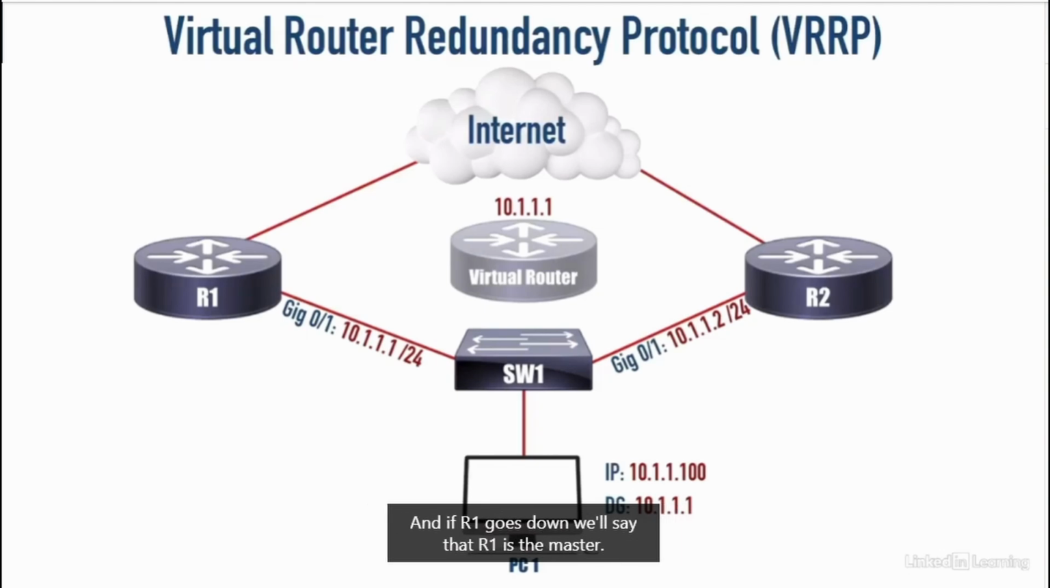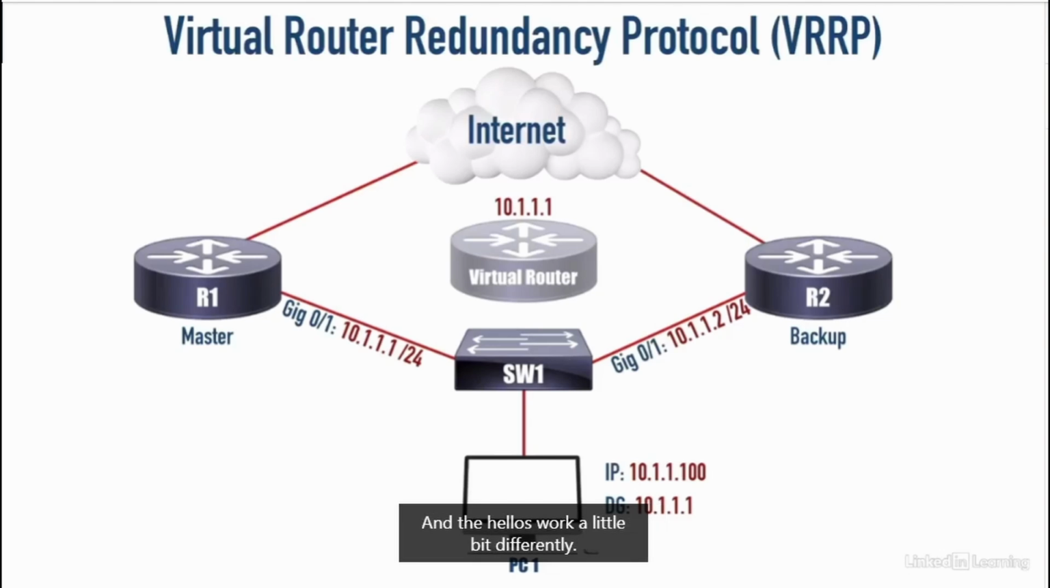And we'll say that R1 is the master. We don't say active with VRRP. It's the master router instead of the active router, and it's a backup router instead of a standby router. But if R1 goes down, R2 can take over servicing that virtual IP address. Now, you don't have to have the virtual IP address be the physical IP address of an interface. In fact, I kind of think it's a best practice not to do that, but you can, and I wanted you to know that that's a possibility with VRRP.